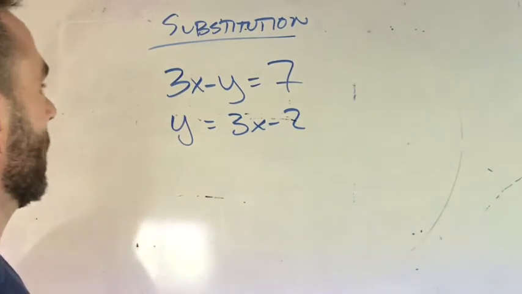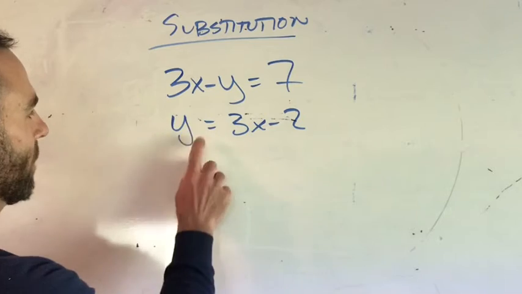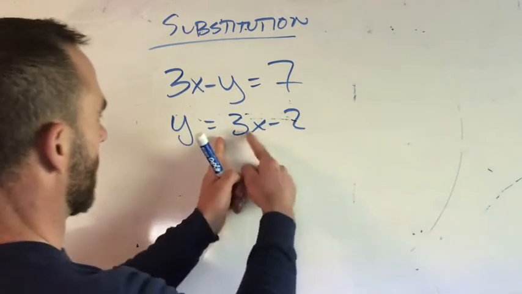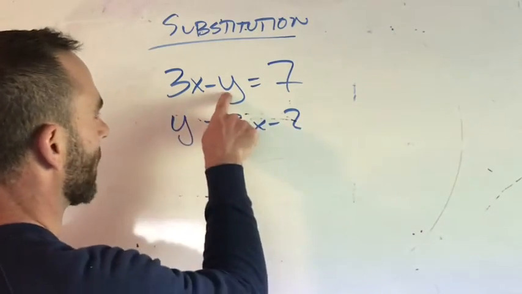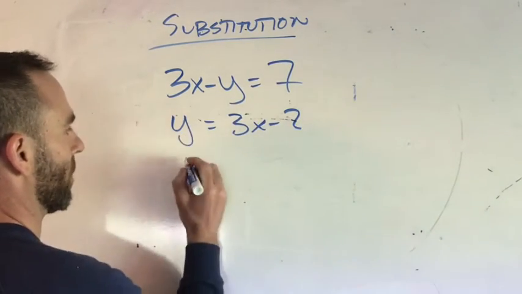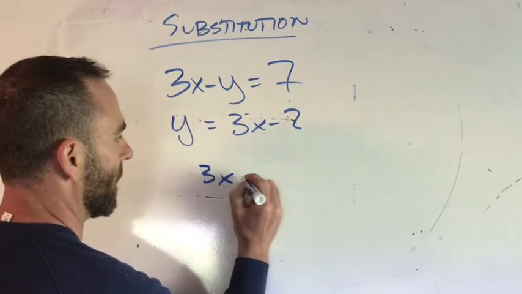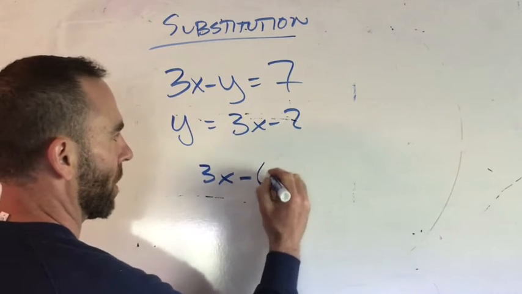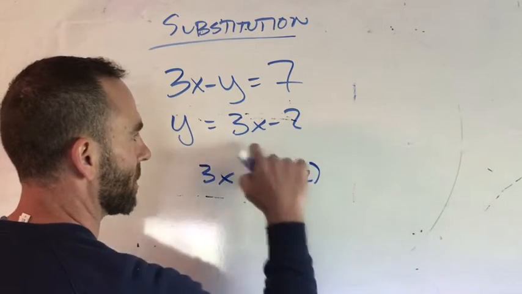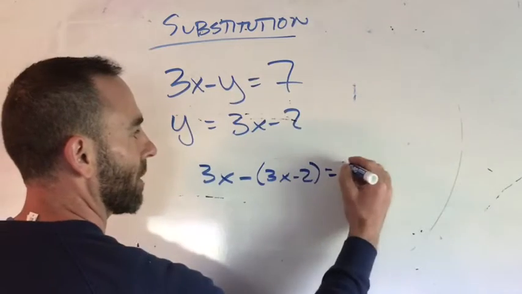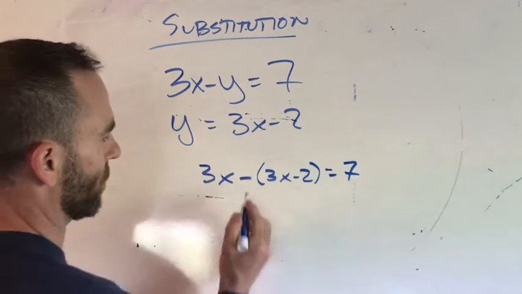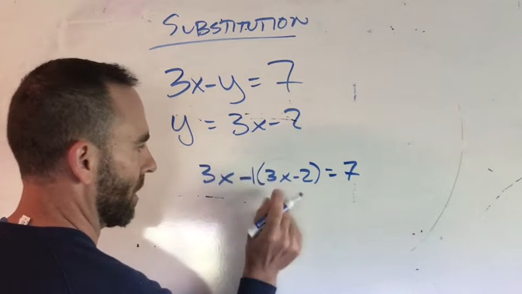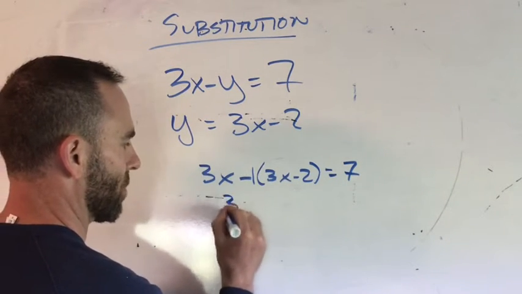So substitution, I do because I have one of the equations that is equal to just y or x or one of the variables, which means I can take that and plug it in for y. So I'm going to take the top equation, 3x minus, but then I'm going to replace the y with 3x minus 2. So that goes in right there, and then I finish out the equation. Now this one's kind of a tricky one because a lot of times we forget that that minus is distributing inside of there. So I have to distribute next.